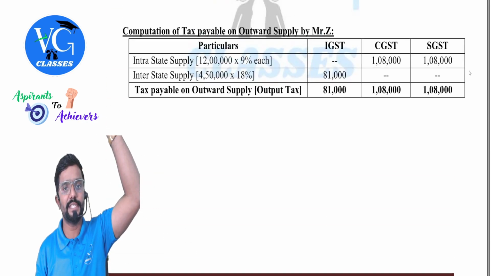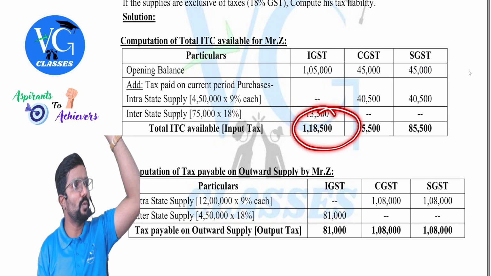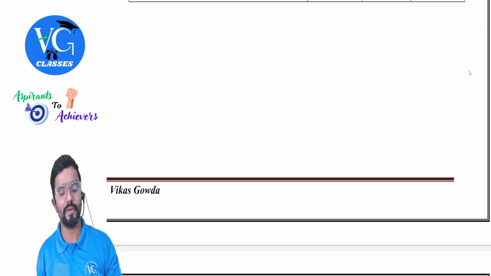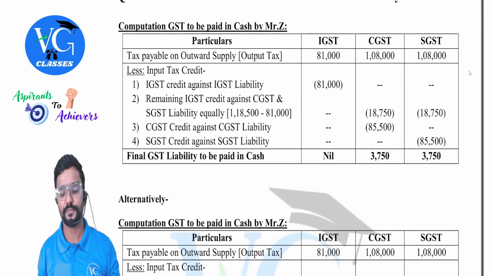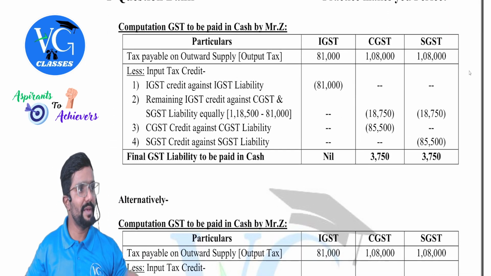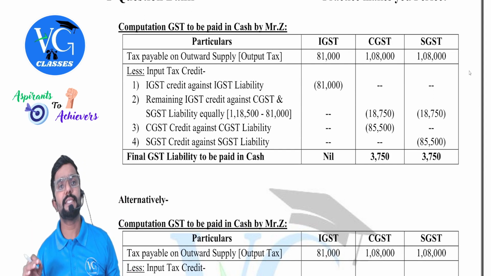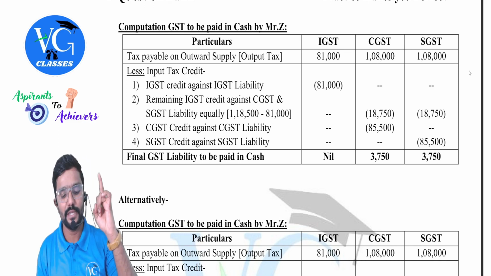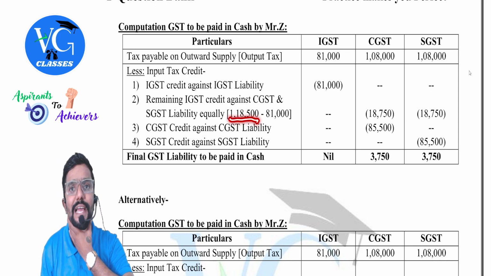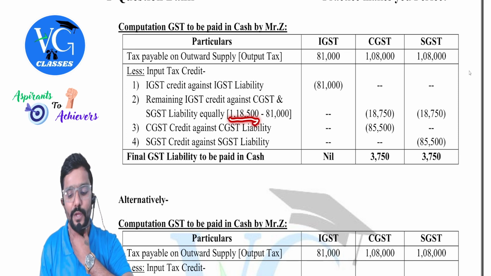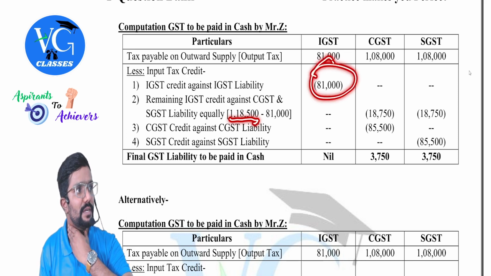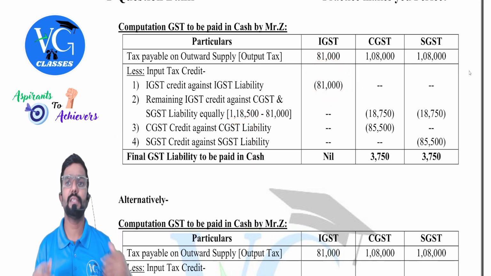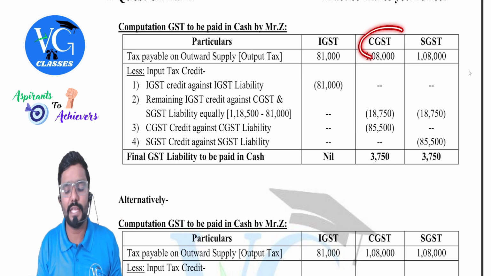1,18,500 is the total credit, right? Against IGST liability, how much have we adjusted? Only 81. So what is the remaining credit? 37,500. I repeat, we had a total IGST credit of 1,18,500. We used only 81,000 here. That means 37,500 is remaining. Sir, can I adjust this 37,500 fully against CGST?